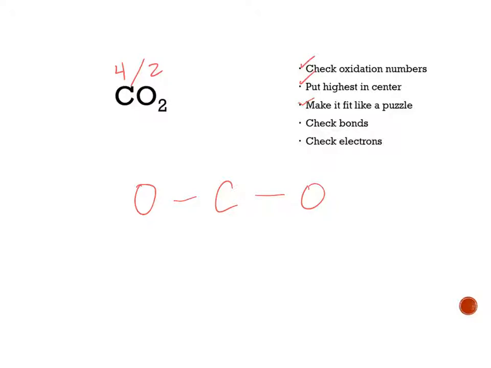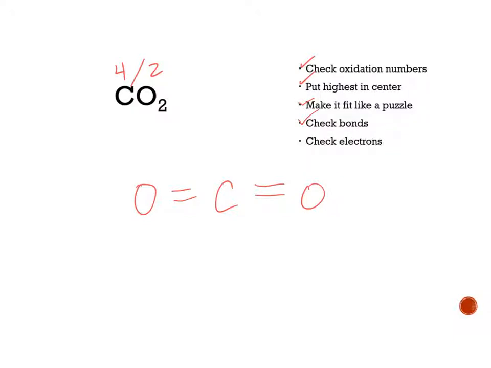So in order to get carbon up to 4 bonds, we have to add another bond between each of the carbon and oxygens, right? So now carbon has 1, 2, 3, and 4 bonds. Okay, everybody see that? Now, our oxygen, we need it to have 2 bonds, and it has 1, 2 on each oxygen. Remember, the bonds are shared between the 2, right? So we count them for both. So our bonds are now good to go as well.